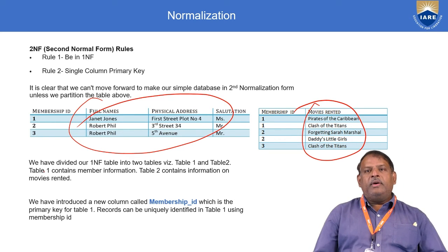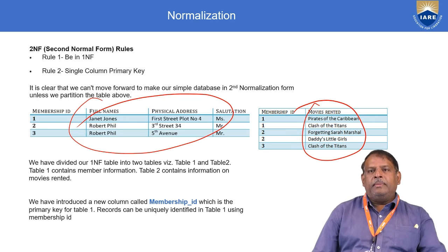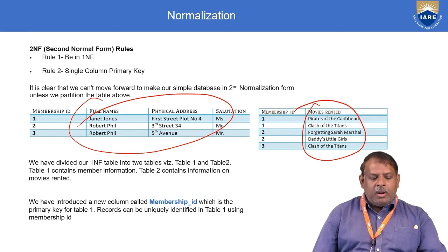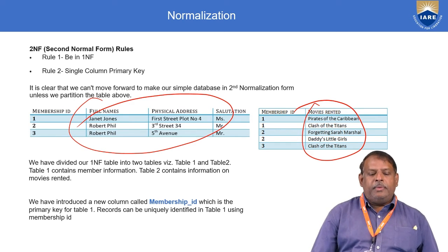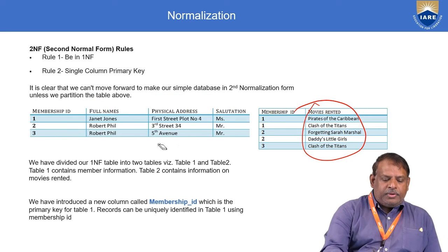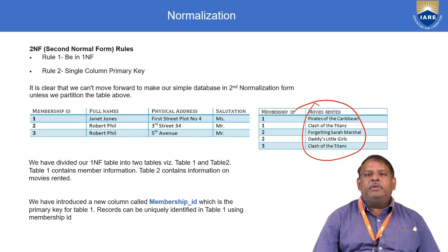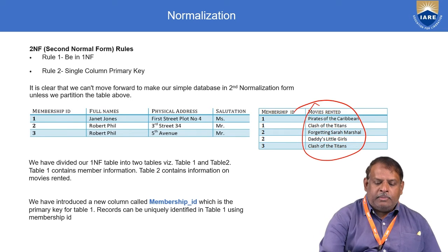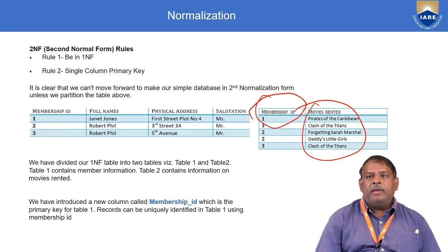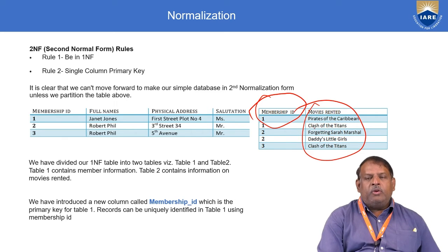Okay. Now we have divided our first normal form table into two tables called table 1 and table 2. Table 1 contains the member information and table 2 contains the movies rented. We have introduced a new column called membership ID, which is the primary key for table 1. The records can be uniquely identified in table 1 using the membership ID.